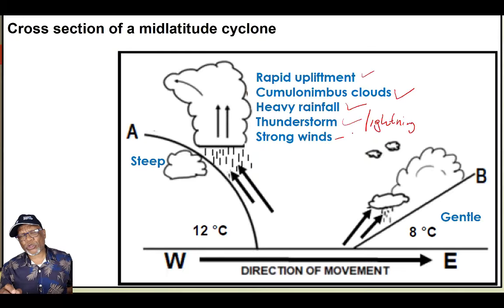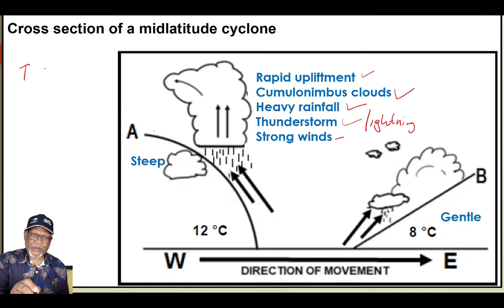But this is not only limited to a mid-latitude cyclone. There are three other weather phenomena that are associated with cumulonimbus clouds. Number one that you have is a tropical cyclone, which is TC, and it is a line thunderstorm. Line thunderstorm.